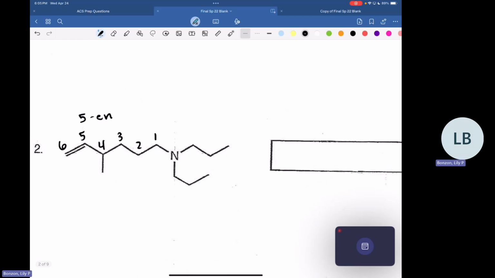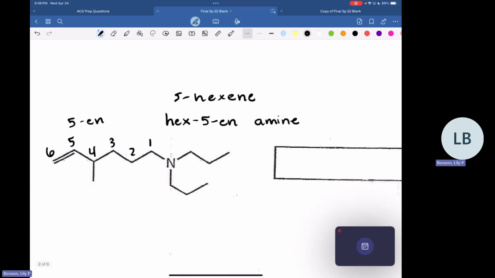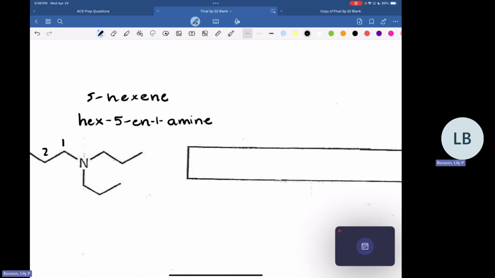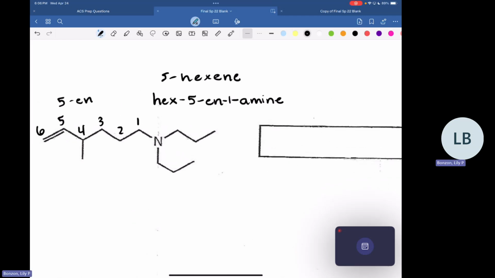So our longest chain is going to be 6 carbons. So that's going to be a hexane chain. And then again, we've got that alkene. We're going to do hex-5-ene, or you could do 5-hexene. And then for amines, the parent name is just amine, and it just goes right at the very end of the name. So this is going to be hexene amine. But similar to alcohols, we do have to note where the amine is. So since this one is coming off just of the first carbon, this is going to be hex-5-en-1-amine. So that's going to be our parent name. We have to do our substituents.